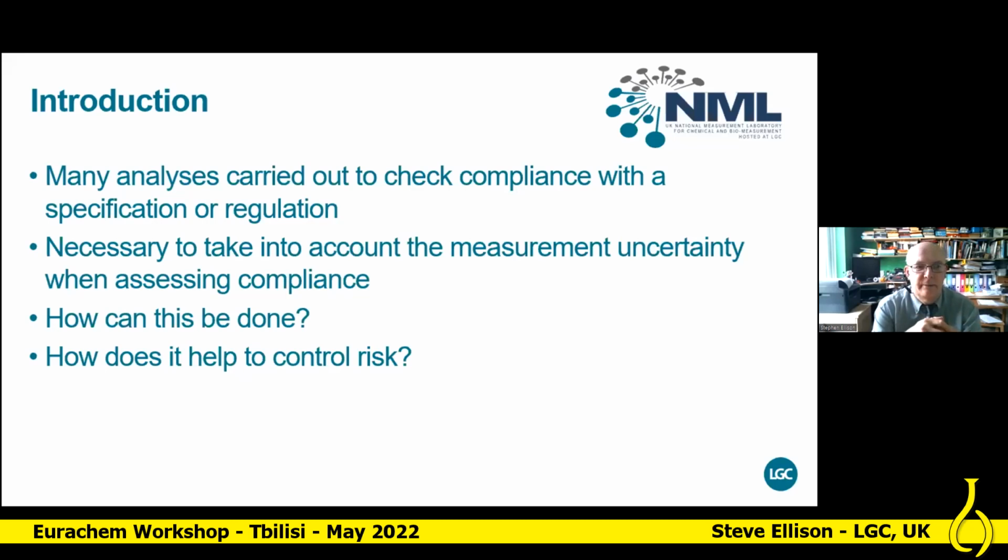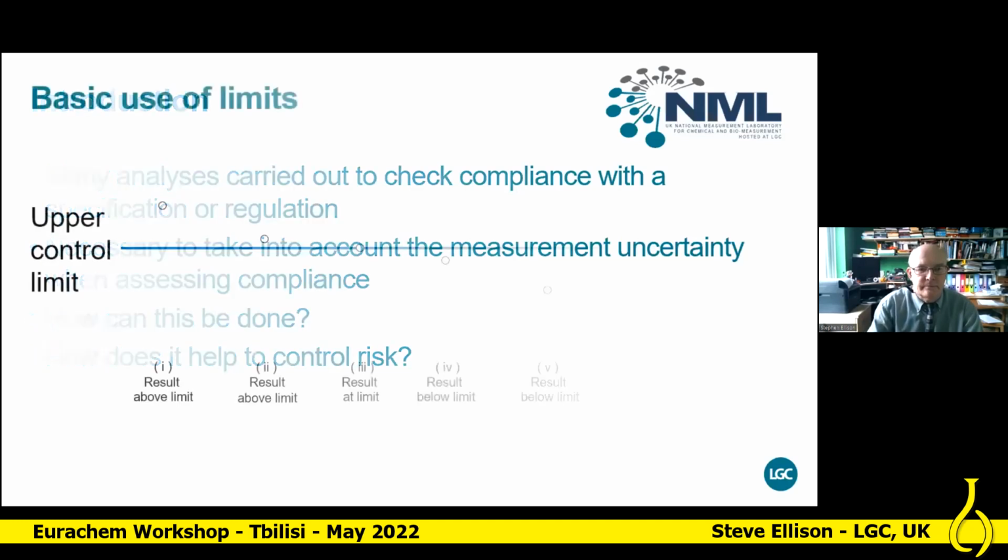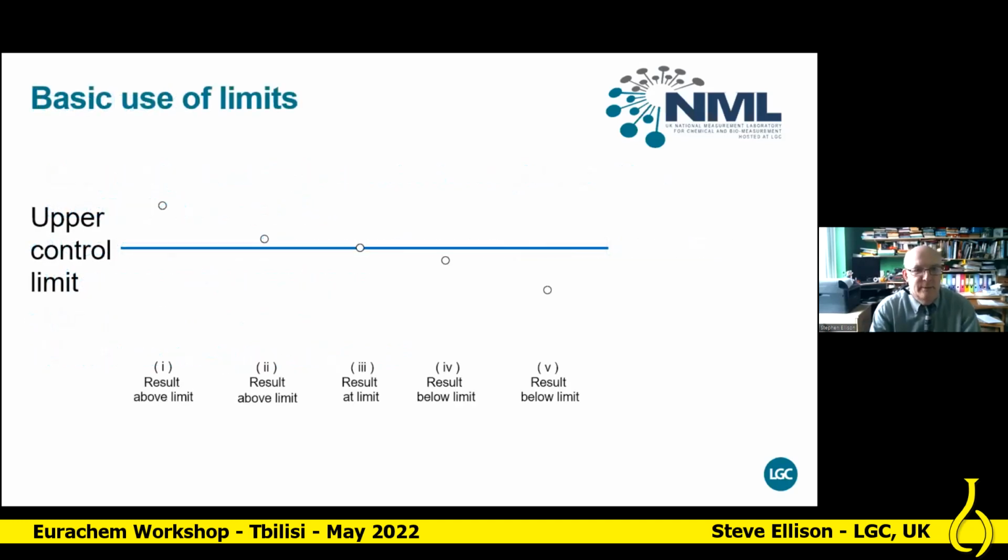So I'm going to talk a little bit about all of those points, a little bit about basic use of results and limits, and a little bit about how measurement uncertainty can help us to quantify risk and to understand it, and how rules can help us control those risks. So we start with a familiar picture.